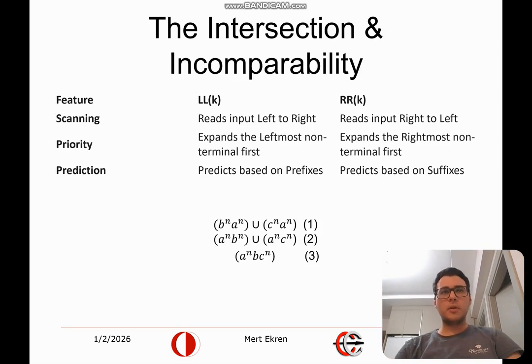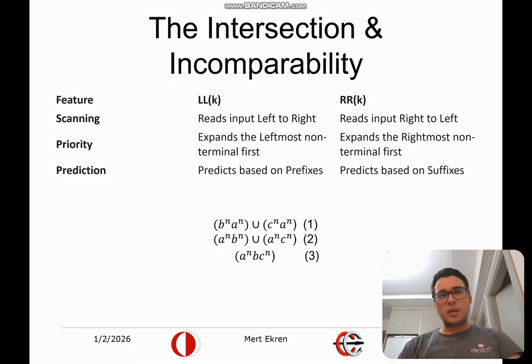Intersection and incomparability. In formal languages, comparability refers to whether one class of grammars can handle all the languages of another, while intersection refers to the languages that can be parsed by both. Because RRK and LLK are mirrors of each other, their relation is a mix of structural symmetry and linguistic divergence. In mathematical terms, the RRK and LLK generated languages are incomparable. This means that there are languages in LLK but not necessarily in RRK, and vice versa. It comes down to where the determinism is located.